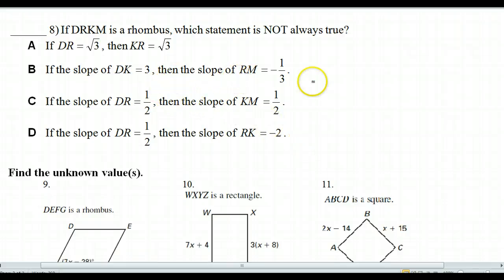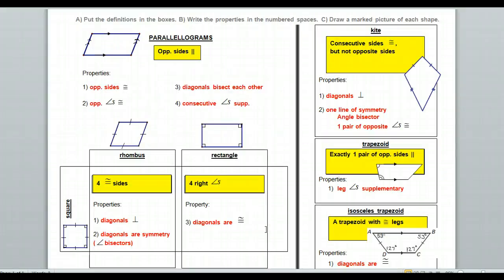DRKM is a rhombus. We had all those properties and such. Back in the day, I had asked you to take the time to memorize everything here in yellow, those are the definitions of each of these quadrilaterals. Everything written here in red, those were the special properties of each of these quadrilaterals. You were supposed to memorize them to the point where if I stopped you in the hall and asked what's the special property of a rhombus, you would say, that's the definition.